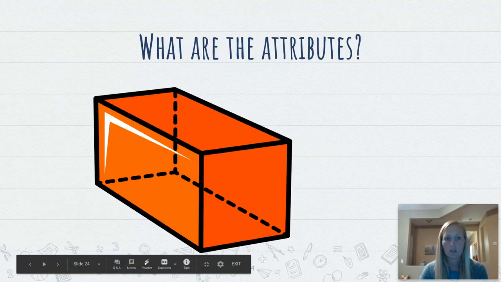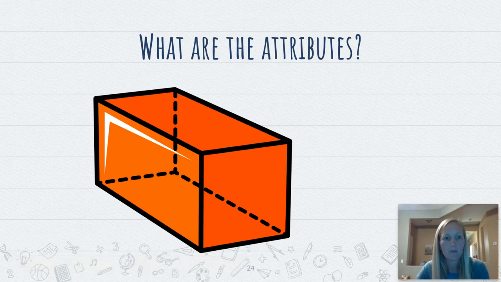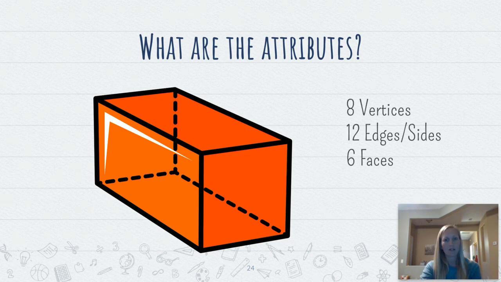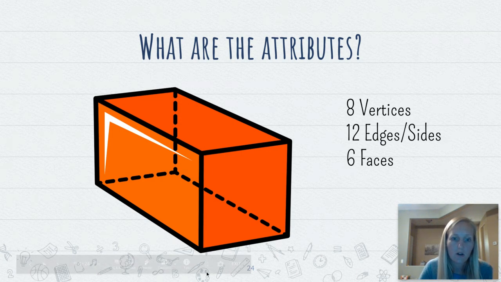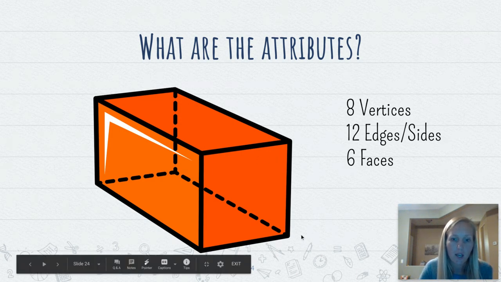All right, let's go ahead and check out the attributes of that shape. How many sides do we have? How many vertices do we have? How many faces do you have? All right, this one we had 8 vertices, 12 edges and sides, and 6 faces. So let's go ahead and look at those vertices, those points. 1, 2, 3, 4, 1, 5, 6, 7, 8 over here.